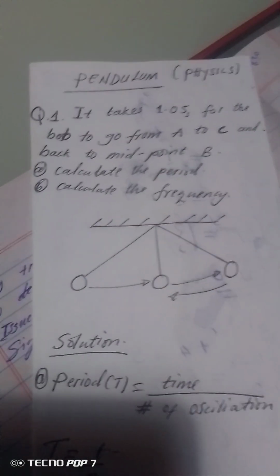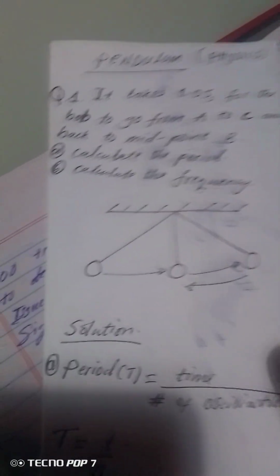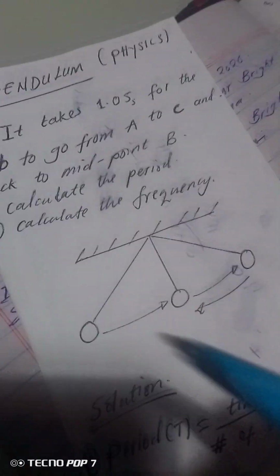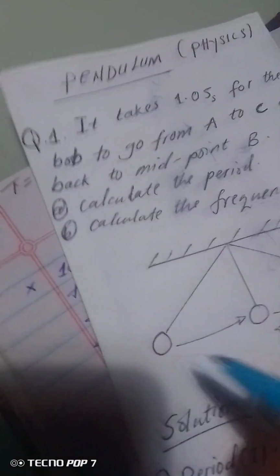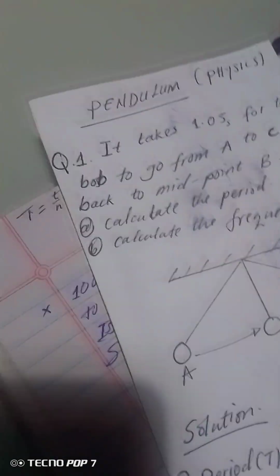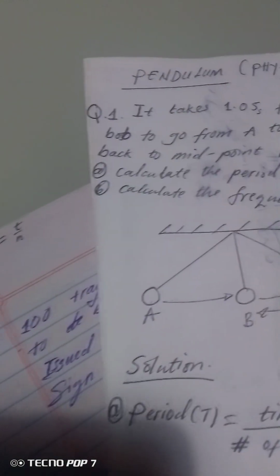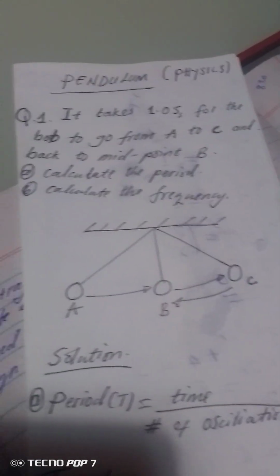Okay, so we've been given the diagram here below. Let's label this. So we have A, B, and C, that side. Okay, so let's have a solution. The first question says calculate the period.